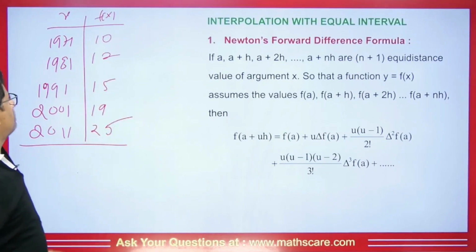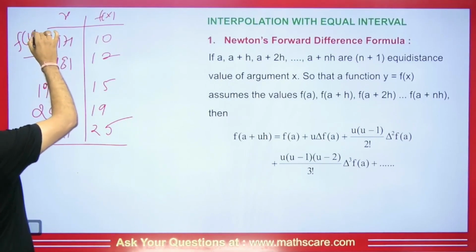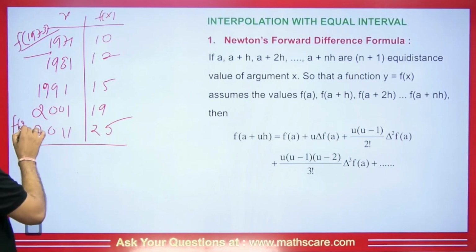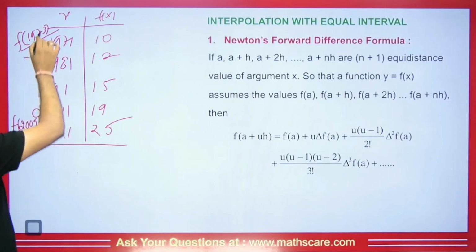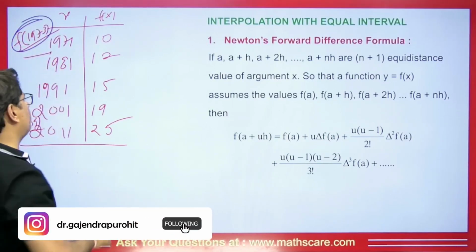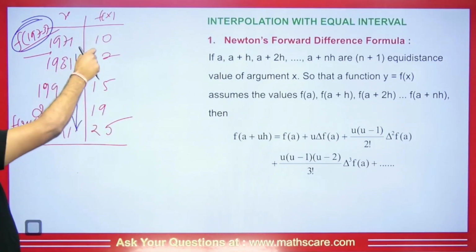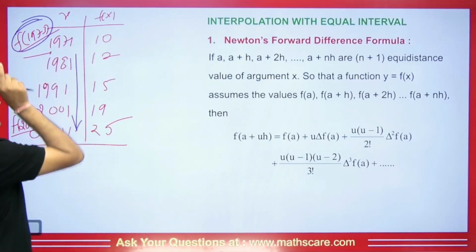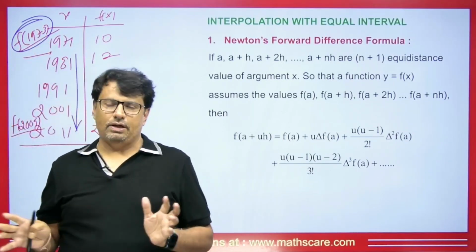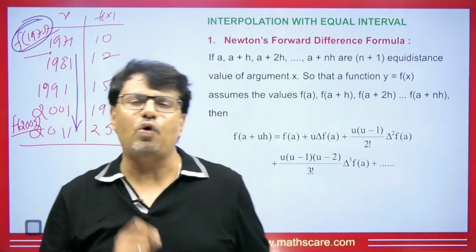Is it clear? Now suppose you are asked the population in the year 1973, or you are asked to find the population in the year 2009. If you need to find the population in 1973, you will look at the trend going forward, how the population increased ahead, and based on that we will estimate it. We will take 1971 as the base and calculate the population increase that happened ahead. According to it we will calculate this value. So the formula we use here is Newton forward.